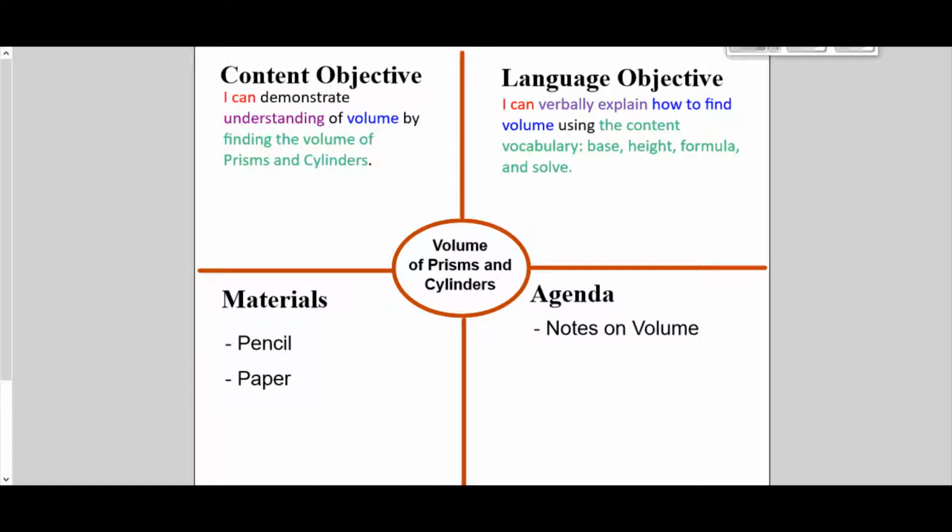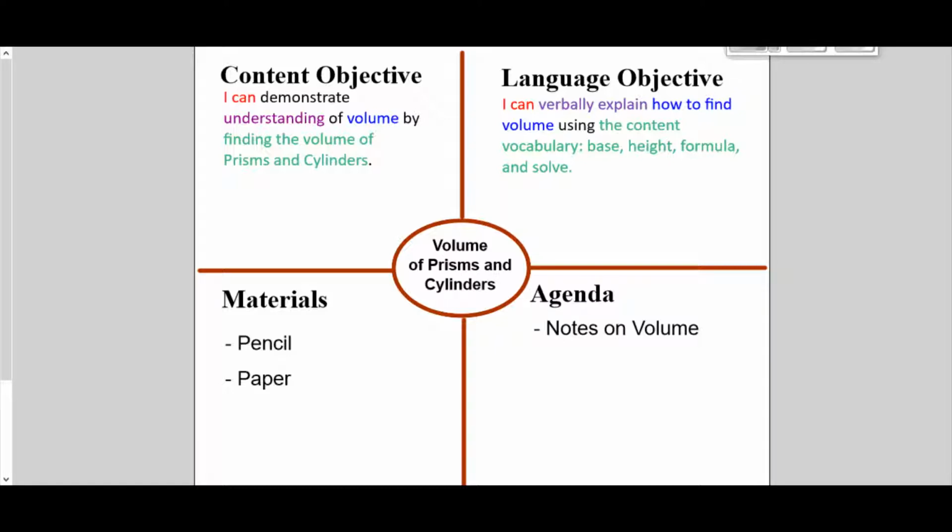Today we're going to go over volumes of prisms and cylinders. So we'll be able to understand what volume is and how to find it. And then also the language objective is to be able to explain how to find volume. So you will need a piece of paper and a pencil to take these notes.